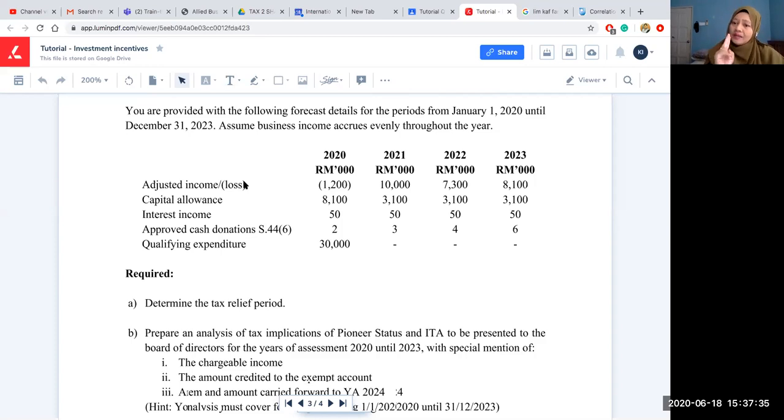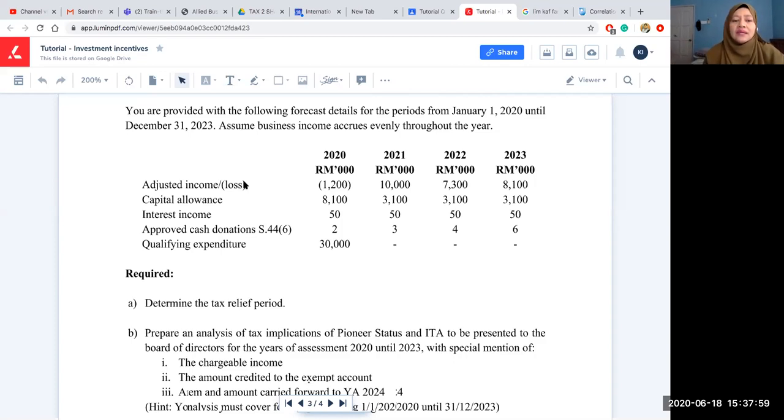There are two periods. There are two businesses. One is non-pioneer, the other one is the pioneer. Non-pioneer refers to the pre-pioneer period, which is the losses of 200,000. So for 2020, for your pioneer period, again, it is nil because you have adjusted loss of 1,000. All right, and then capital allowance current year is 8,004, but this 8,004 you're going to carry forward.